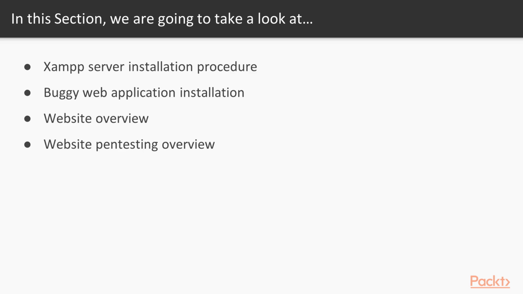In this section we are going to take a look at these points. First of all, we will learn about Xampp server and the installation procedure. Then we will learn about the buggy web application hosting. Later we will learn about website overview and then website pen testing overview.